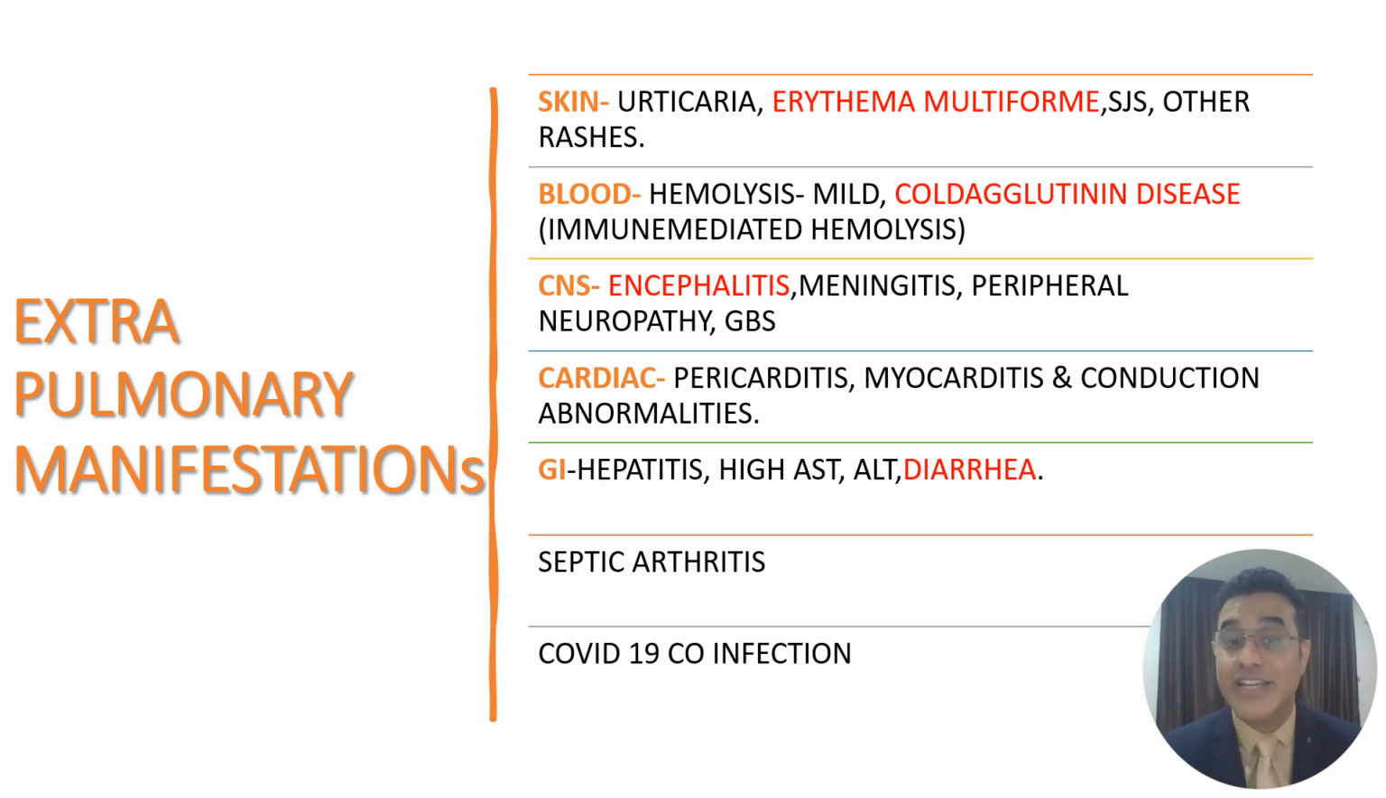And the important thing is the cardiac abnormalities that we see, a lot of patients with myocarditis and pericarditis, and also some people with conduction abnormalities. The commonest extra-GI manifestations are diarrhea. Especially we see a lot of patients coming with diarrheas, and hepatitis and transaminitis. All these things are very common with mycoplasma. And some people do have septic arthritis. We have seen patients with COVID-19 and mycoplasma pneumonia combinations also.